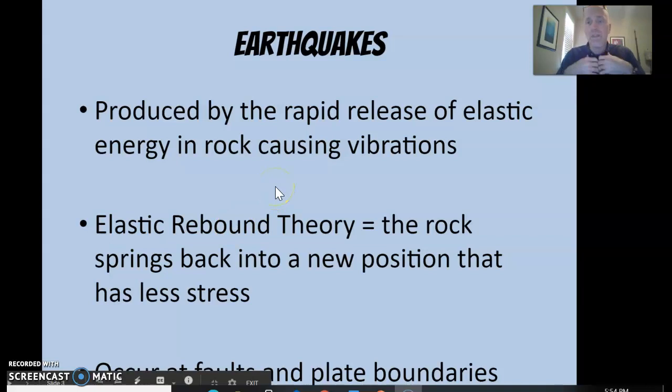When that energy is released, there's a lot of motion that is caused, and that's what an earthquake is. Earthquakes tend to occur at faults and plate boundaries.